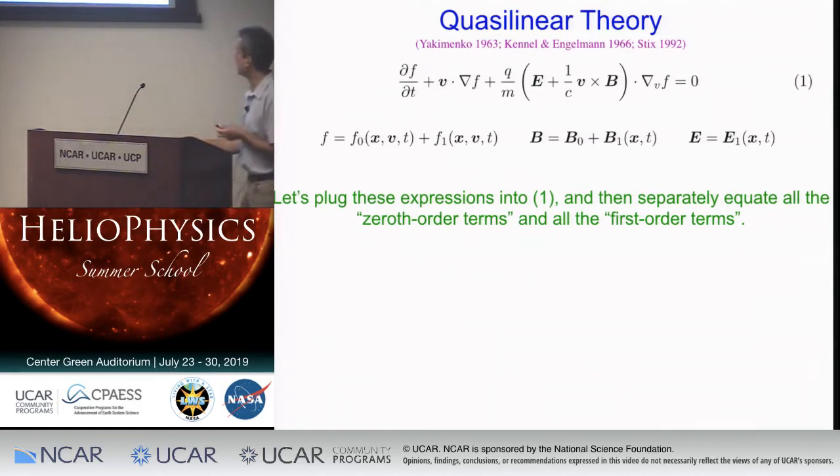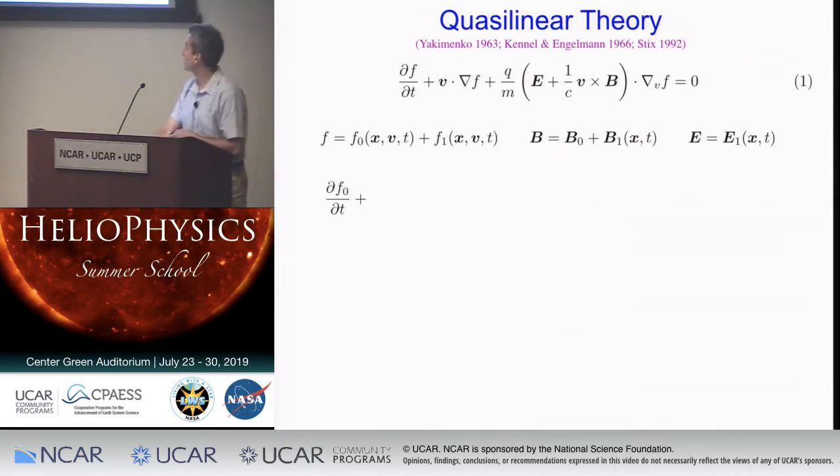When we plug these expressions into that top equation, we can start reading off from each of those equations the zeroth order terms. With that first term, when I plug f equals f0 plus f1 into it, the zeroth order term is partial f naught partial t. So that's the zeroth order piece of that first term.